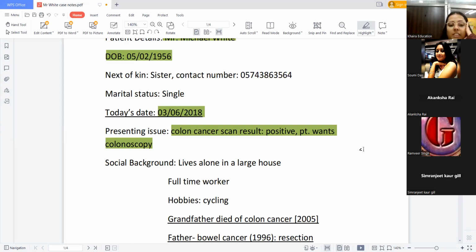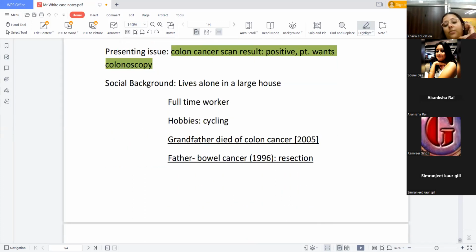Social background, Simran, can you help us? Simran online. Social background, what's relevant here and why, what not and why? Yes, ma'am. The family grandfather died of colon cancer, relevant. Oh, we have two Simrans. Simranjeet Kaur Gill, can you help us?